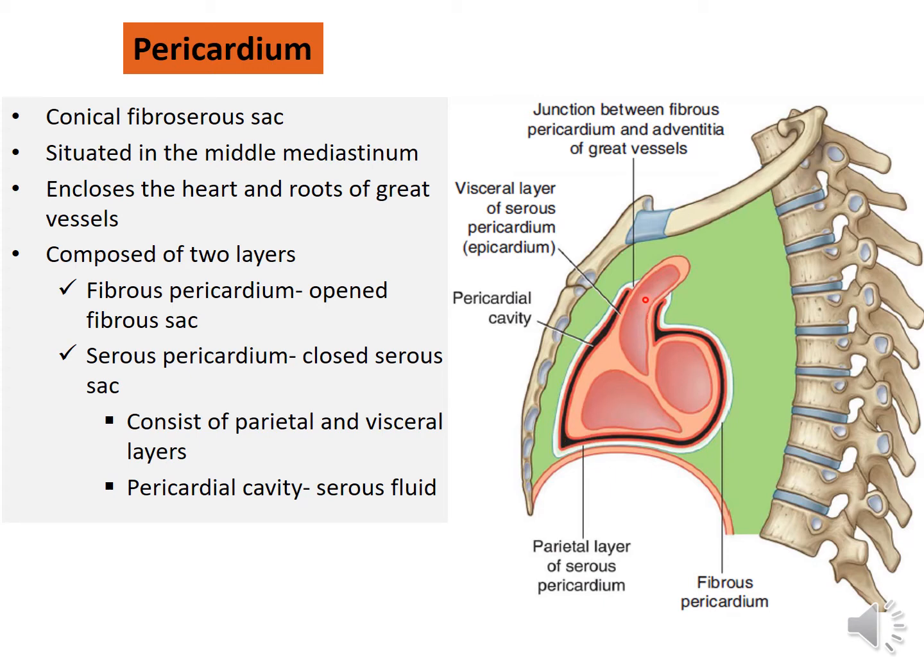You can see in the picture, this is the pericardium. The pericardium encloses the heart as well as the great vessels of the heart. Structurally, it consists of two layers. The outer layer is called the fibrous pericardium. You can see the white colored structure. This is the fibrous pericardium.